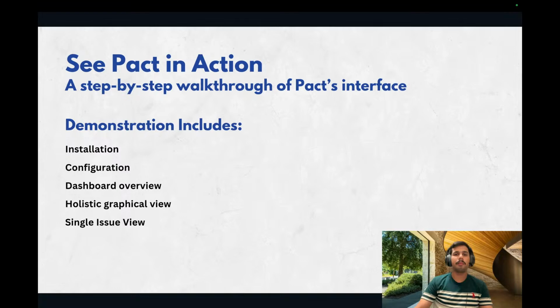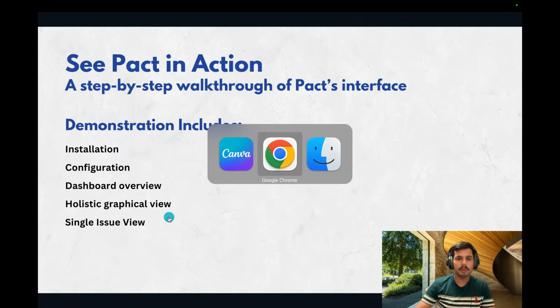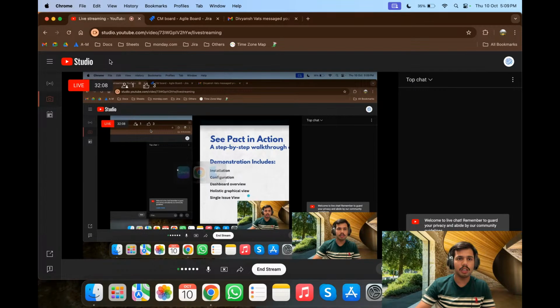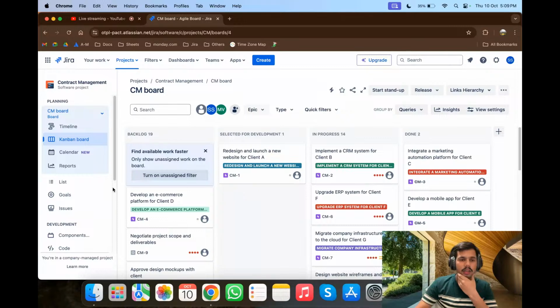Now it's time to see the pact in action. And what I will be covering in the demo is the installation part, the configuration part, and the overview and the graphical view and the single issue page view as well. So by not wasting your time, now let me take you to the Jira board that I have created already. So here, first, how do we install the pact?